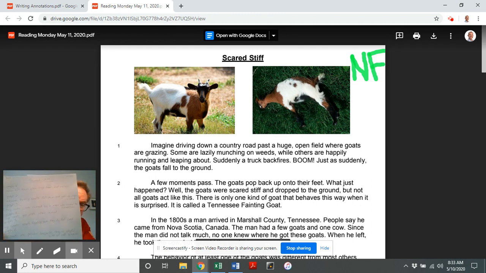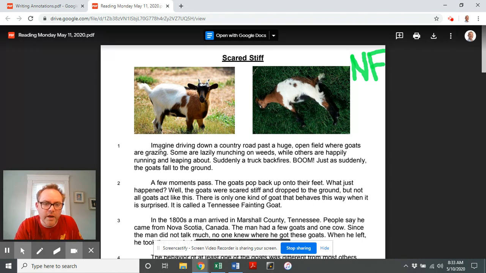So here's the work that I have already done. I put the title and my name and today's date, which is the 11th, 5/11/20. And then I put paragraph 1, 2, 3, 4, 5, and 6. And then I wrote my annotations. So let's jump in. Okay, scared stiff. We got goats. Here's a goat, and then here's a goat lying down.